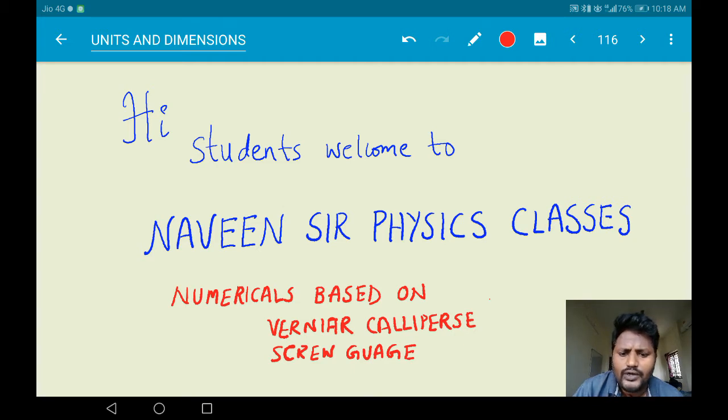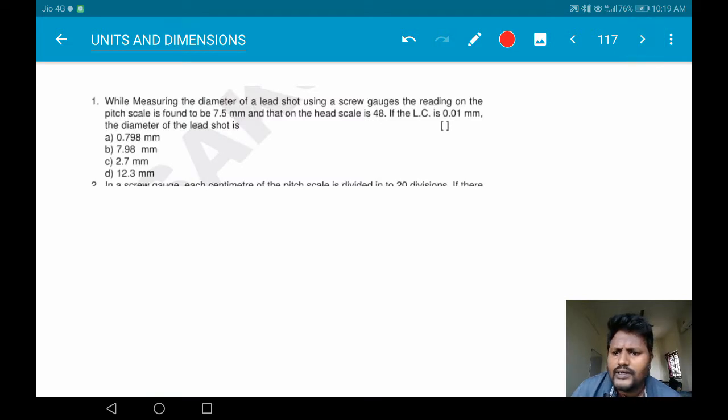So today we are going to do some numericals based on the screw gauge and vernier calipers. While measuring the diameter of a lead shot using a screw gauge, the reading on the pitch scale is found to be 7.5 mm and that on the head scale is 48. If the least count is 0.01 millimeter, the diameter of the lead shot is?